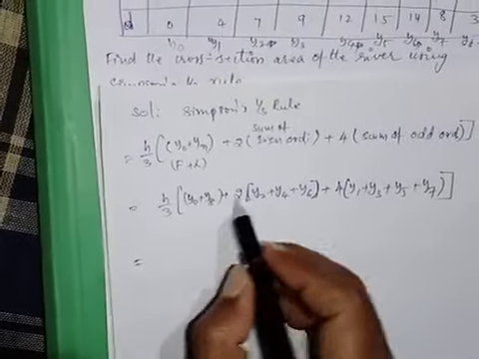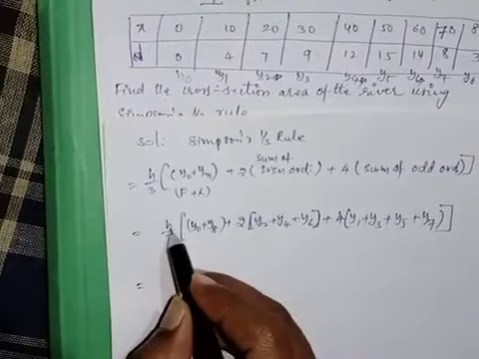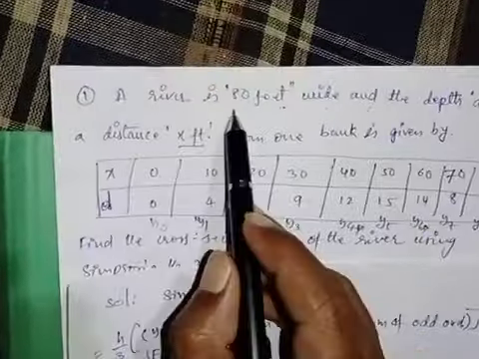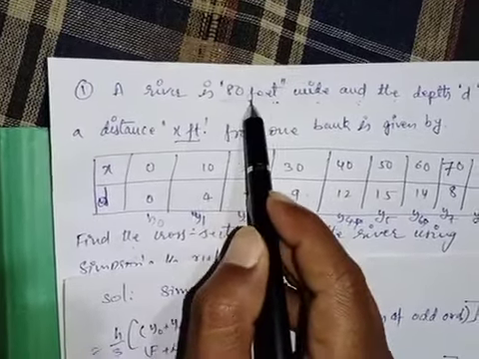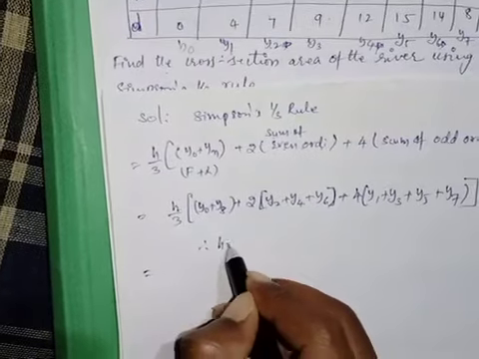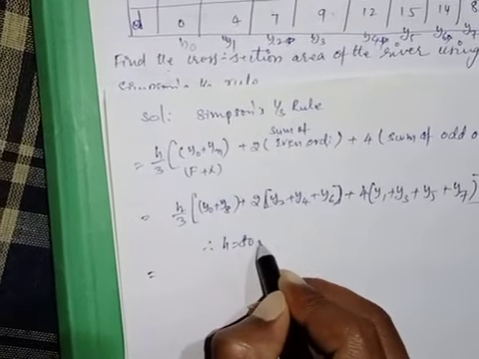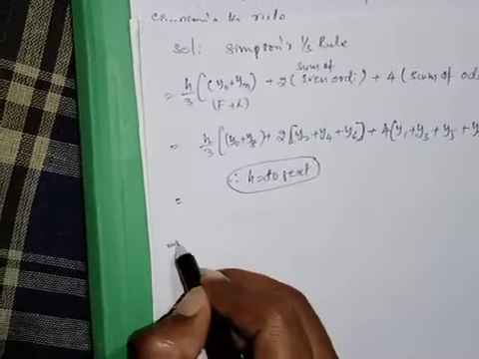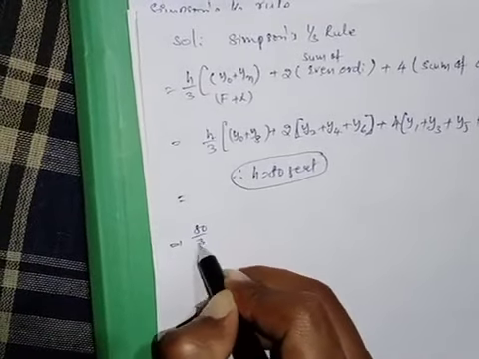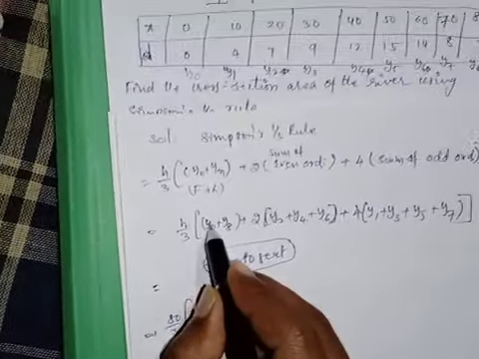Now we know these values. Before that, what is the h? h is the width of the river. So therefore h is equal to width, 80 feet. Substitute in the formula, that is equal to 80/3 whole into y0.